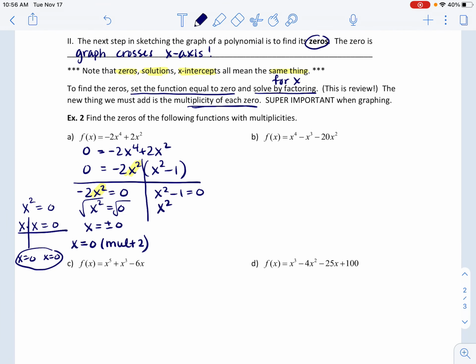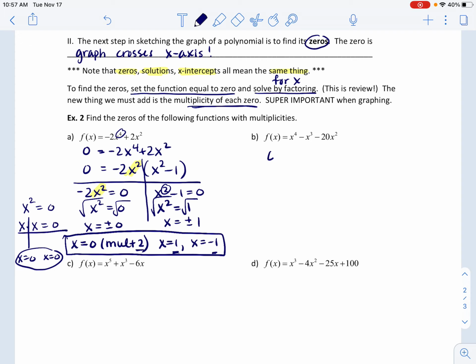Okay, let's look at x squared minus 1. So if I add 1 to both sides, that gives me x squared equals 1. If I take the square root, I'm going to get x equals plus or minus 1. So that again gave me 2 solutions, but it gave me 2 distinct solutions. So it gave me x equals 1 and then x equals negative 1. So I got those 2 solutions, but these guys each have a multiplicity of 1, in which case you don't have to write that if they only occur one time. So these would be your zeros. And notice you should have 4 total. Look, you have 2 zeros at 0, 1, and negative 1, which is a total of 4 answers. All right? Okay, let's try B.